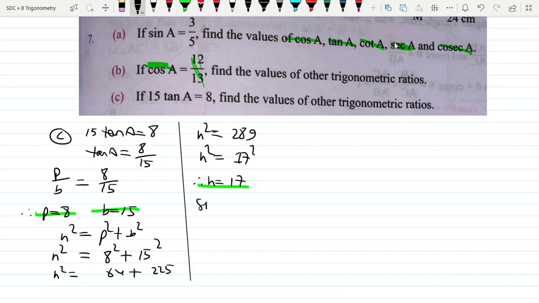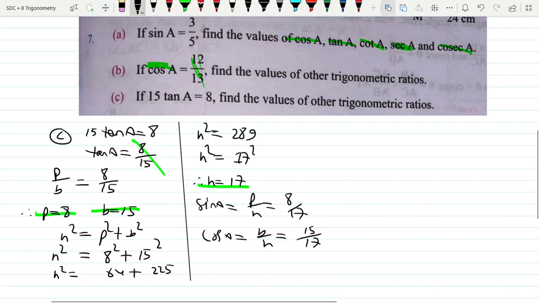So I start with the sine. Sine is the ratio of perpendicular and hypotenuse. Perpendicular is already given 8, and hypotenuse we have found 17. So after finding sine, now I go with cos. Cos is base divided by hypotenuse. Base we do have 15, hypotenuse just found 17. Sine and cos we found. And tan is already given. Now we go for finding the reciprocal ratios.